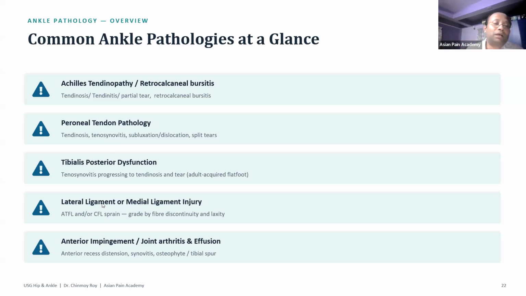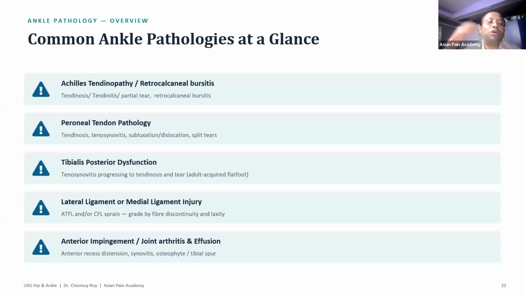Then comes ligament. So the ligament injury of the ankle is nothing but what we call a sprain. So sprain can occur on the medial side also, it can occur on the lateral side also. If it occurs on the medial side, most of the time it affects the deltoid ligament. And if it affects the lateral side, then it is a lateral side sprain, and the ATFL, anterior talofibular ligament, is affected. So ligaments also can get affected in the ankle.